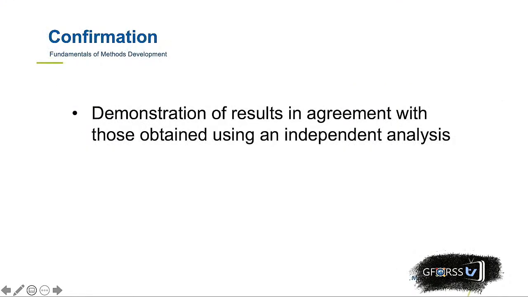A confirmation is a demonstration of results in agreement with those obtained using an independent analysis. In the points system we just saw, the chromatography and mass spectrometry are considered 2 independent analyses since they use completely different principles. 2 columns are also considered 2 analyses. In the point system, we want 5 points for confirmation.